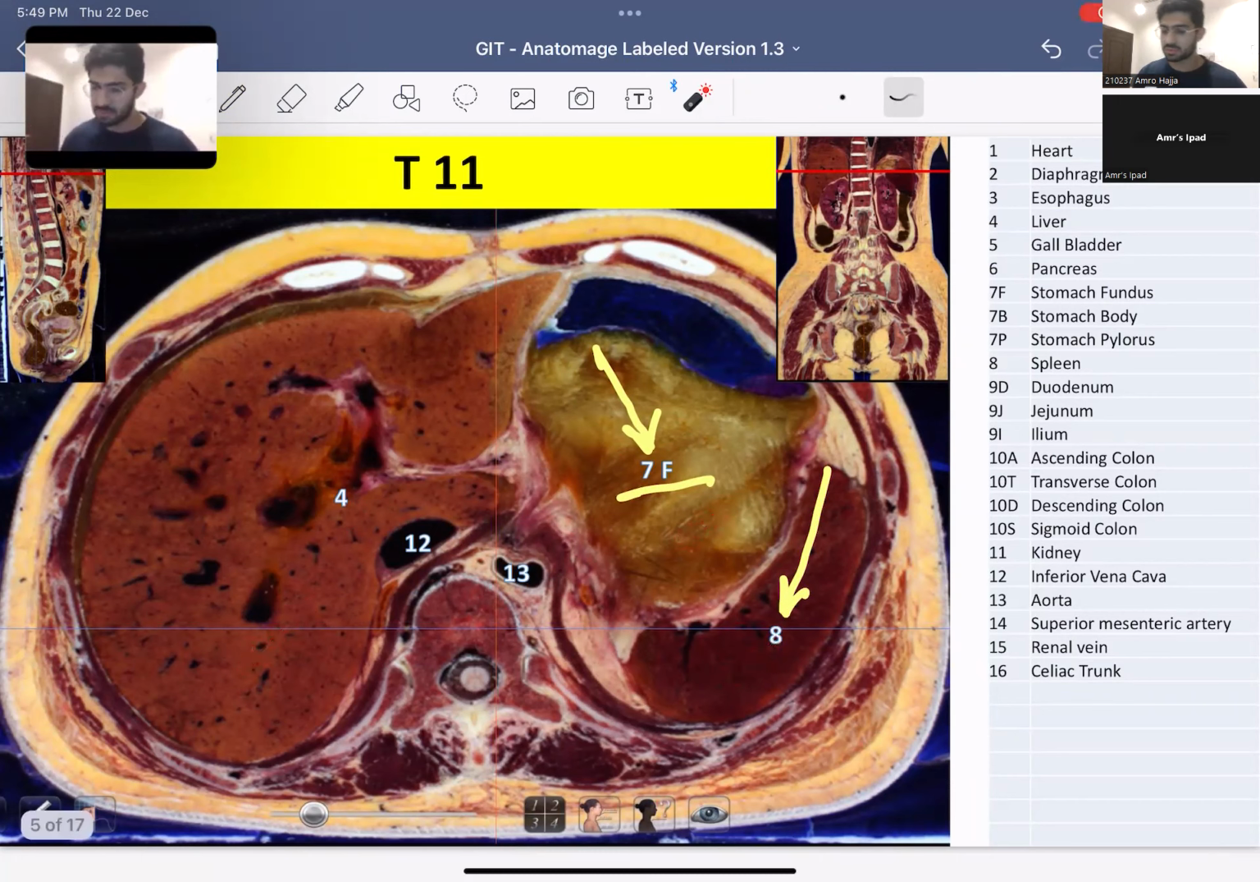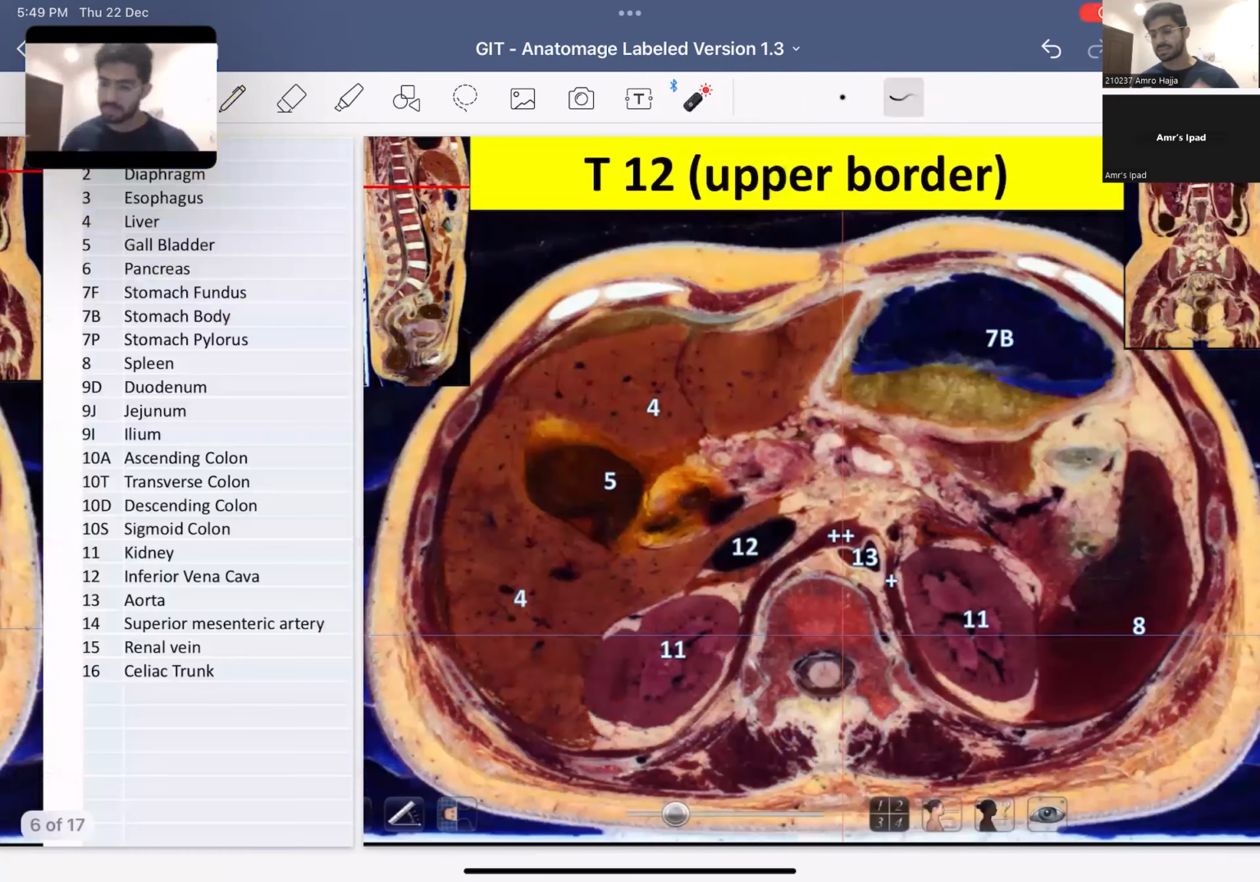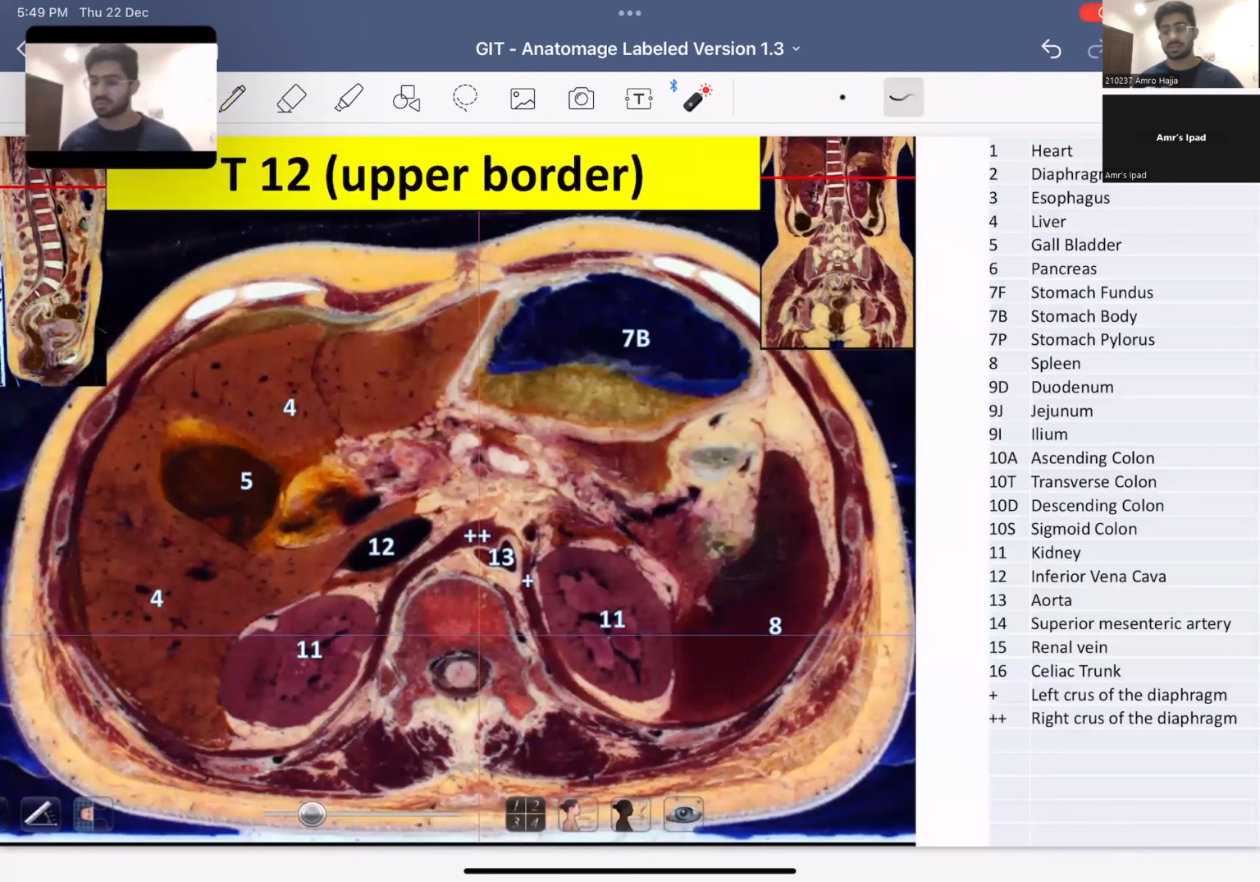Tamam? Now moving on to T12. T12 has upper border and lower border. Now guys, from T8 to L1, L2, it's so important because they ask about it, okay? Most commonly, the questions are going to be from there, just between us, okay? But go over everything. Tamam.